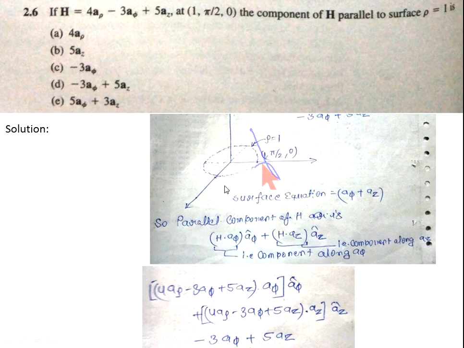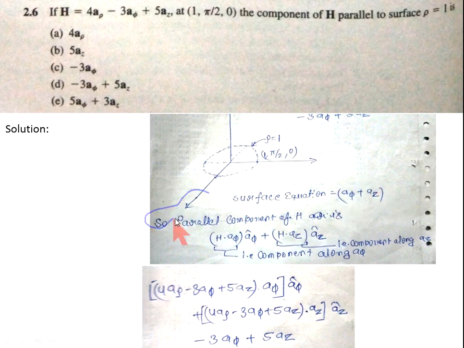First we draw the point. Where is the point in this vector? Where is the surface rho equals 1? Now this is the point in the radial direction 1, in the phi direction pi by 2, and in the z direction 0. So this is the point. Now the surface rho equals 1: what is it? It is a cylindrical surface. This is the whole part. Where is rho equals 1? So the surface has directions a_phi and a_z.